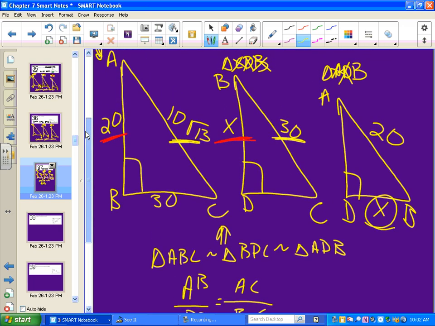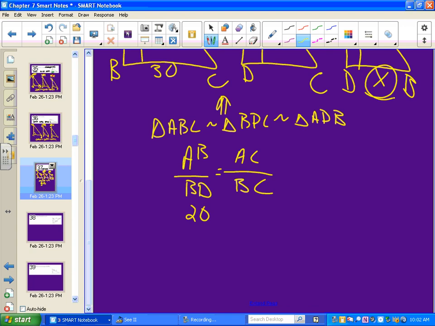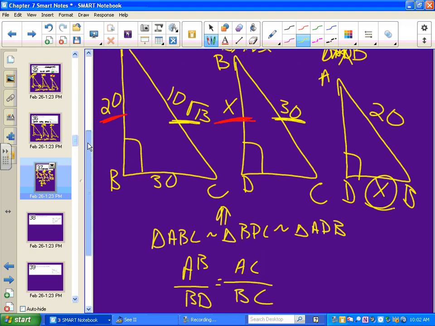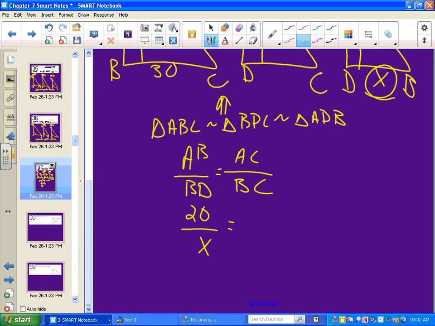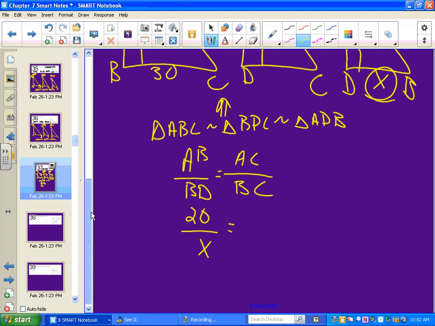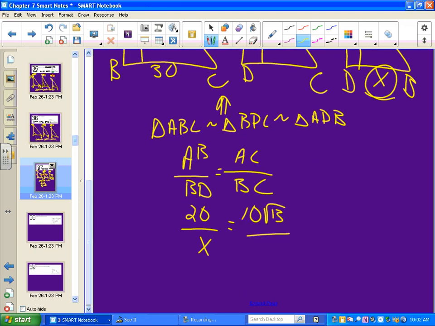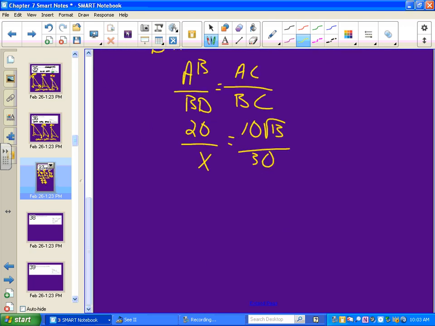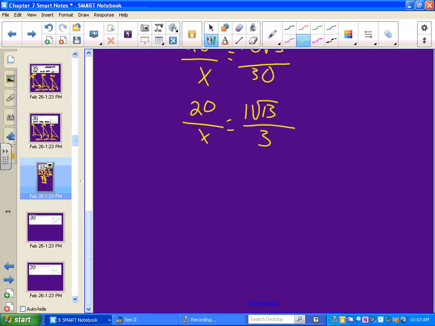So, looking here, AB is 20. BD is x. There's our x. AC is 10 times the square root of 13. And BC is 30. Okay, 10 over 30 reduces to 1/3. So that's 20 over x equals 1 times the square root of 13 over 3. And 1 times the square root of 13 is just the square root of 13. So we have 20 over x equals the square root of 13 over 3.